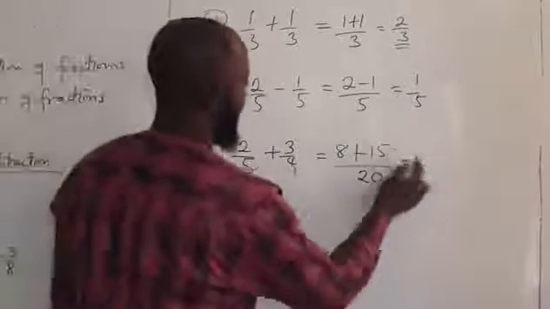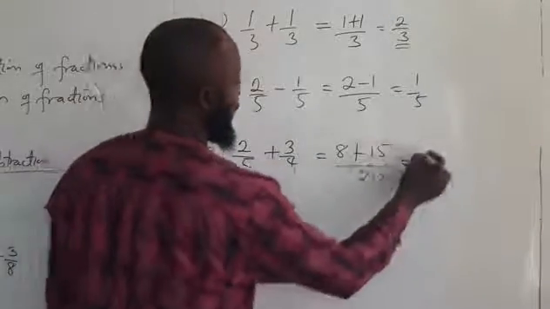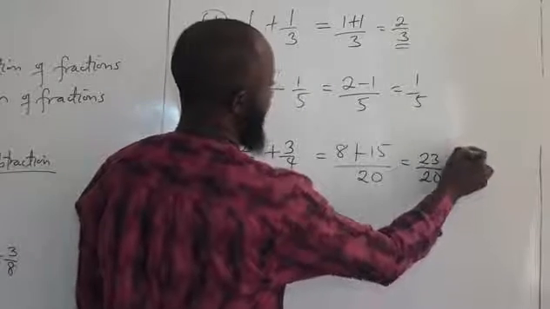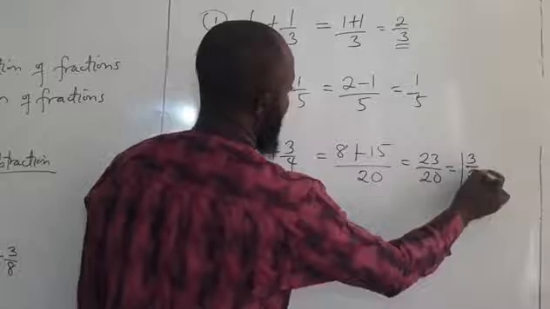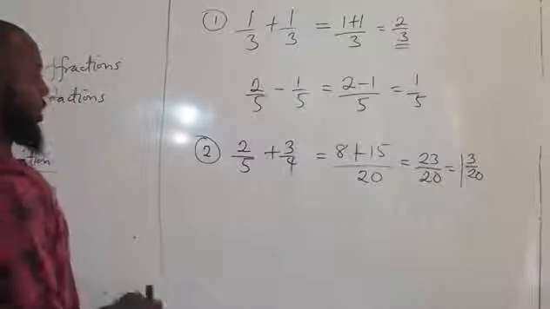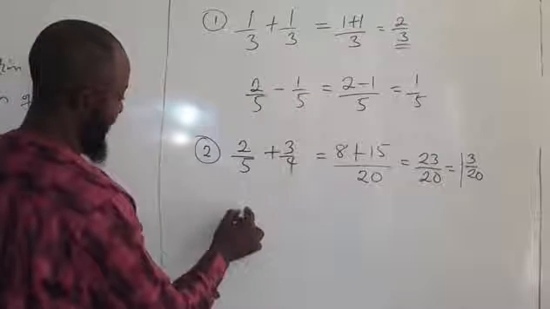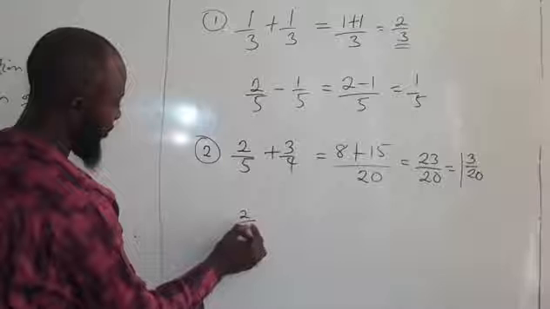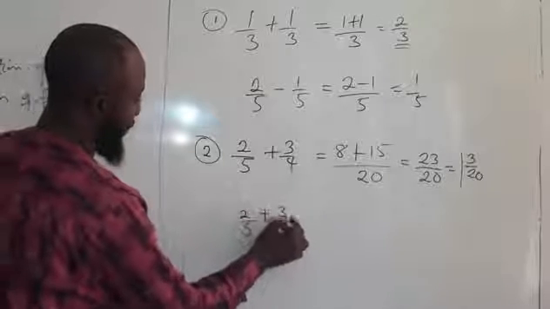So we have 8 plus 15 gives 23, divided by 20. Which is 1 whole number, 3 over 20. But if you don't want to go through this butterfly method, what you are expected to do is, you have 2 over 5 plus 3 over 4.